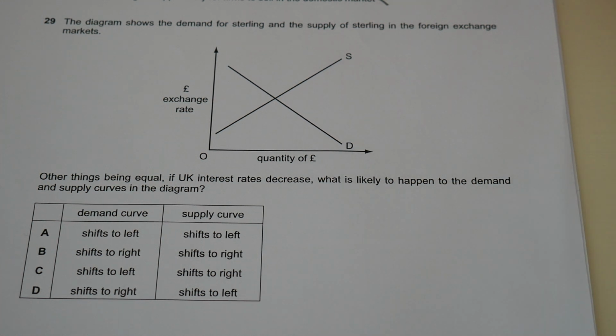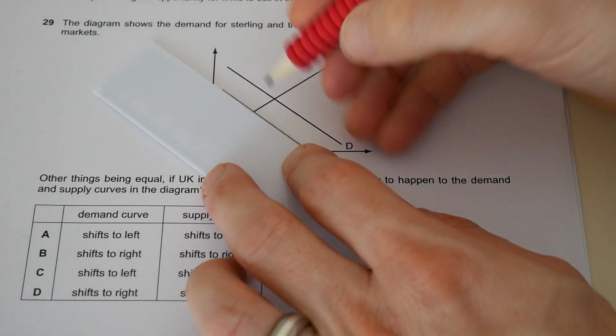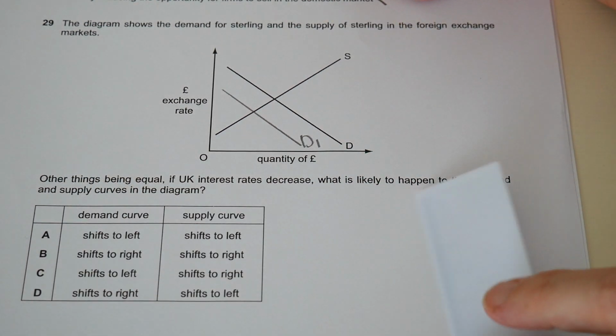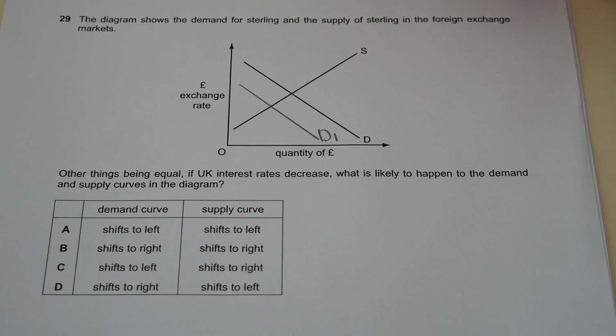Okay, so the diagram shows the demand for sterling and the supply of sterling in the foreign exchange markets. Other things being equal, if UK interest rates decrease, what is likely to happen to the demand and supply curves in the diagram? Well, the first impact is likely to be a reduction in demand. So demand would fall immediately. As soon as this is announced, there would be a reduction in demand.